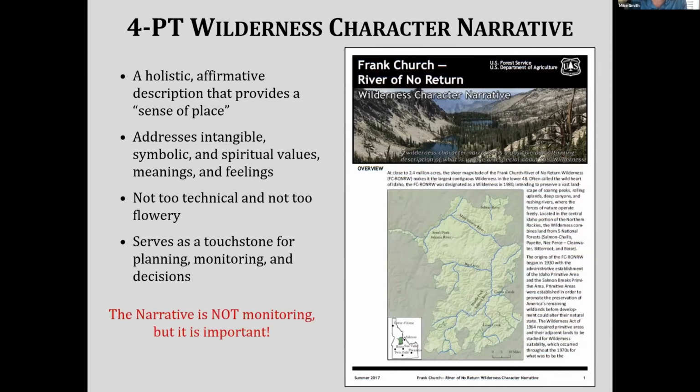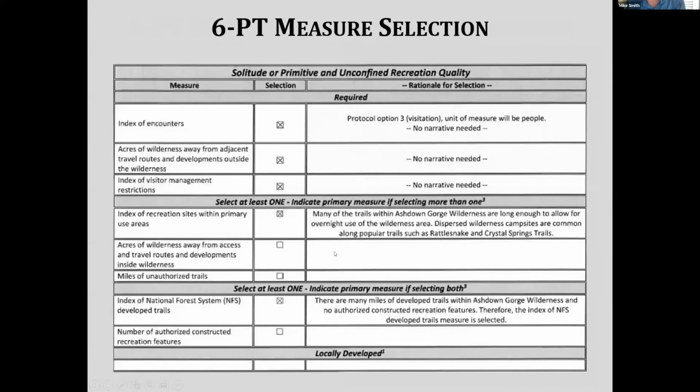And yeah, so the narrative is not monitoring, but it is important. That's why it's in red lettering here. So then moving on to 6 point.